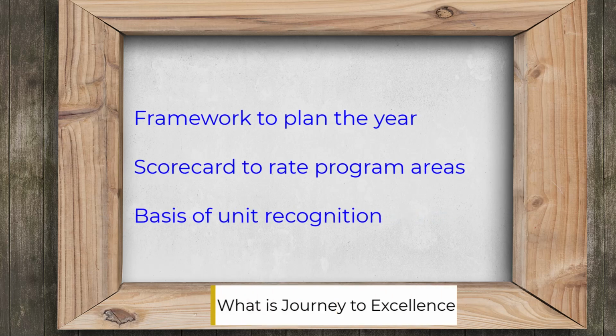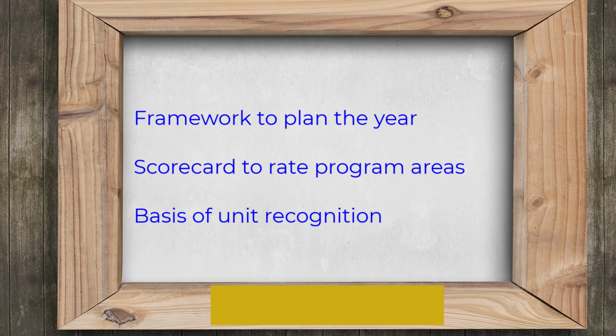JTE is a framework for Unit Key 3 to plan their calendar year program. JTE is a scorecard that rates unit program areas as bronze, silver, or gold. Program areas include budgeting, recruiting, retention, advancements, camping, summer camp, service projects, training of scouts and adult leaders, and leadership succession. The program areas differ slightly between PACs, troops, and crews. For example, troops have a program area of patrol method which is not applicable for Cub Scouts.